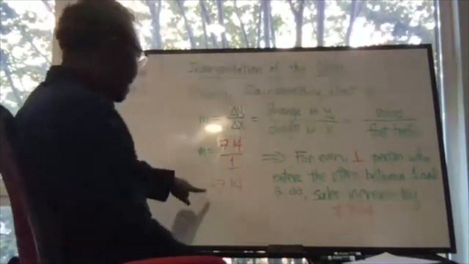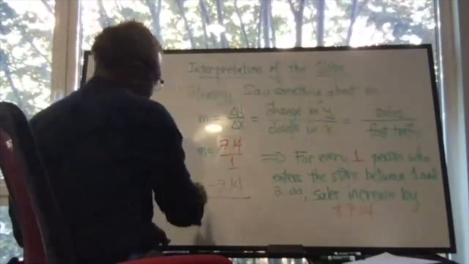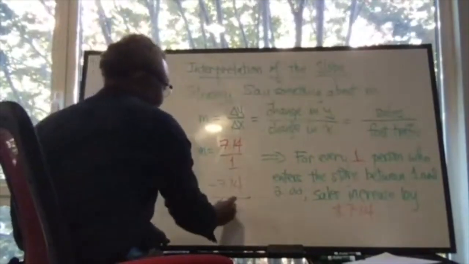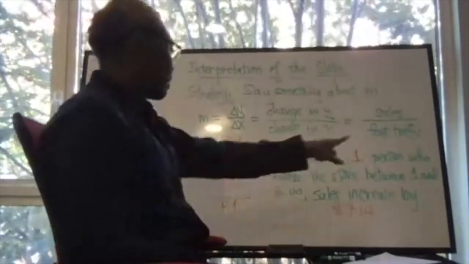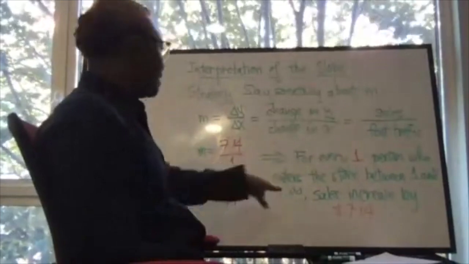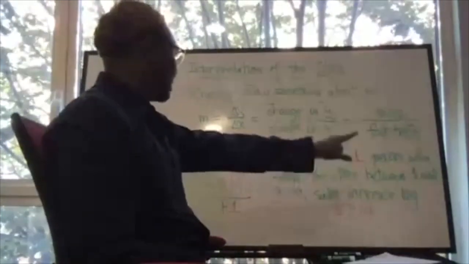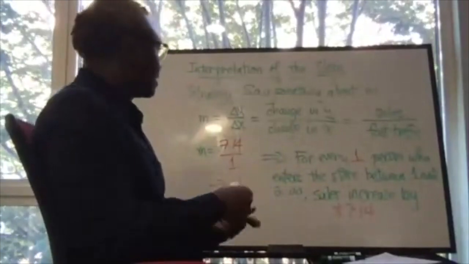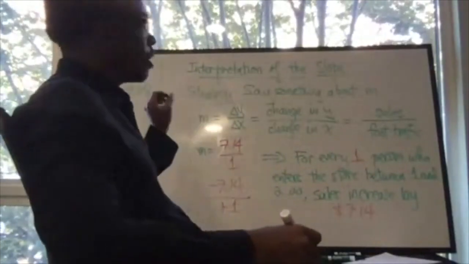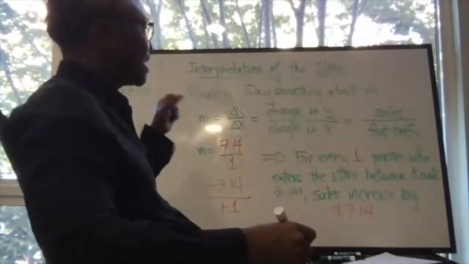Now remember, when you have a negative number, that means this number up top is negative and this number on the bottom is still positive. Okay, so it's still for every one person who enters the store, right? Then you're exactly right. Sales decrease by $7.14. Very good. So interpreting the slope is rather cut and dry.